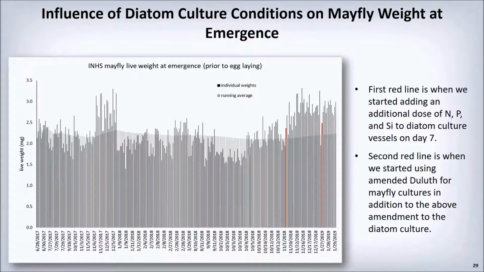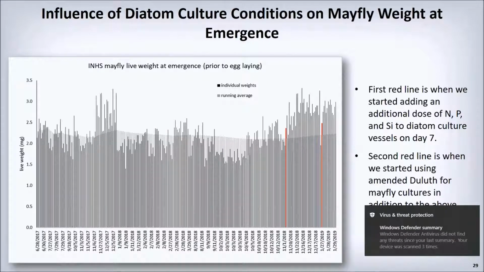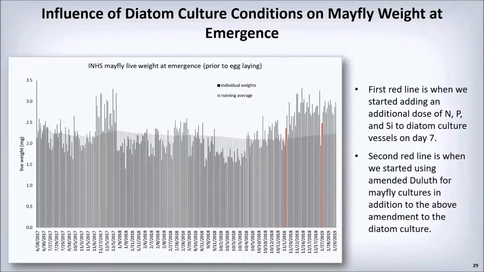Starting at the red line, the first red line at November 1, 2018, that's when we started adding the extra dose of nutrients to our diatom cultures. And as you can see, the weights consistently went up. At the second red line is when we started culturing the mayflies in the amended water. And there really wasn't much of an additional boost there, but that was still probably not enough data to tell. So this is still a project that's ongoing, and we're still hoping to figure out more about this, but this is promising in terms of producing larger mayflies.